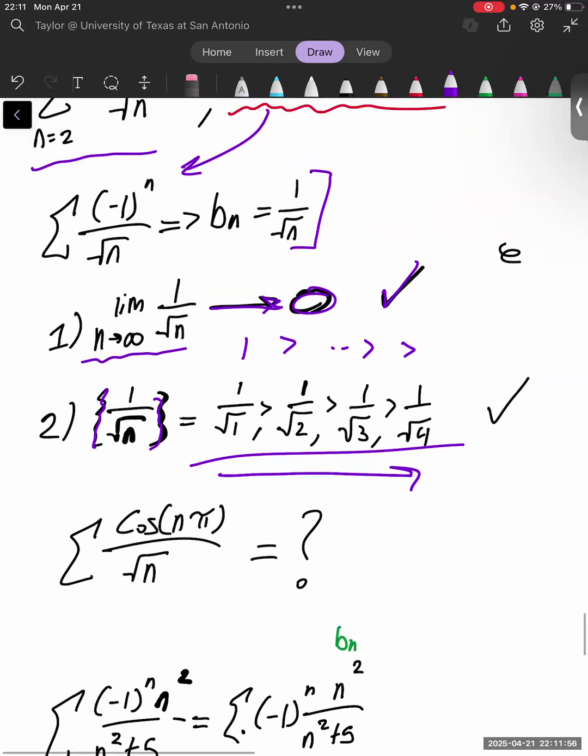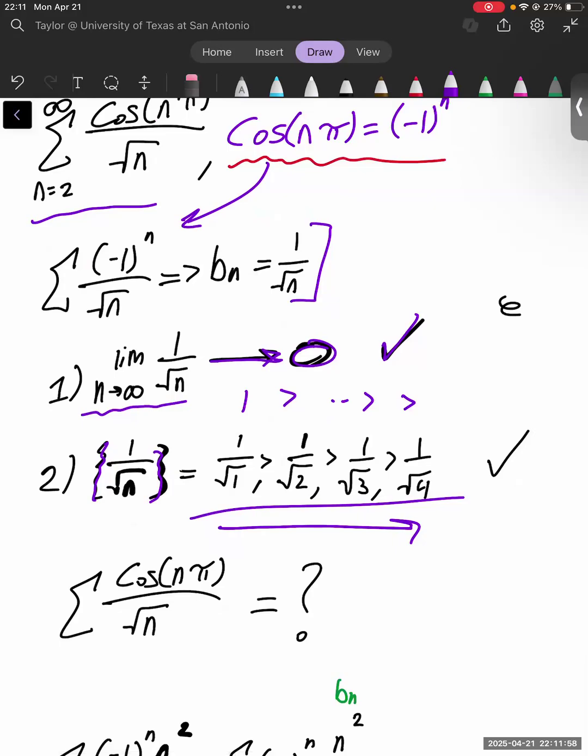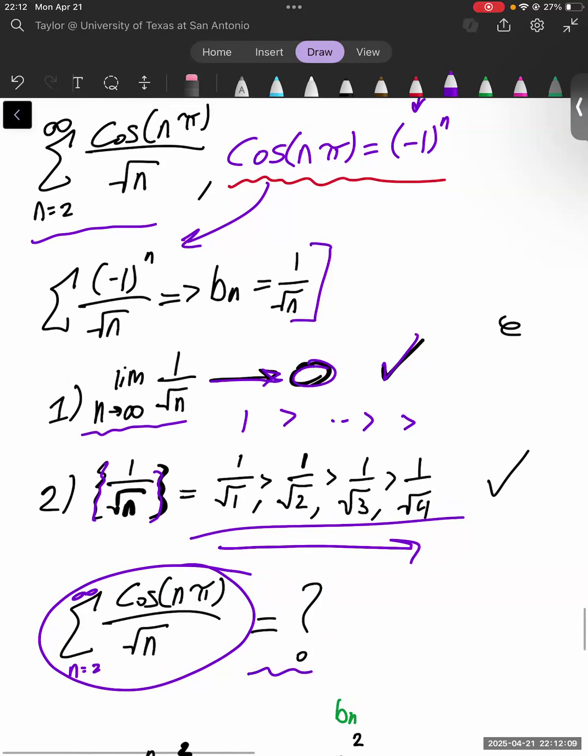So the last thing I leave to you guys, because we should be pretty confident at this point, n equals 2 to infinity. The last thing you need to do for this one is determine what this converges to. Both of the conditions have been checked, so we do know that it is a convergent sequence. Now, determine what it converges to.